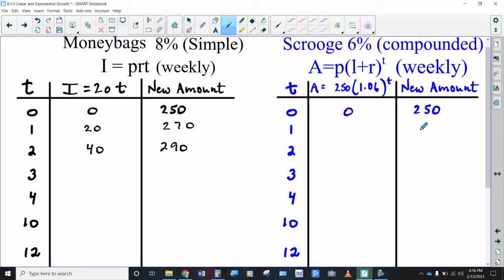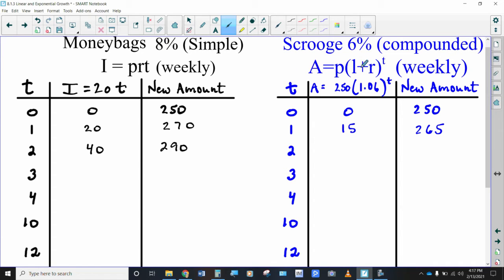Do I have this on blue? I think I do. Yes, $265 is the new amount, which means you must have made $15 that first week, right? Because I'm taking this and subtracting the original amount to find the amount that I've earned up to that point. Okay, so notice week 1, the simple interest actually paid more than the compound interest, but that's because this is 8% and that's 6%.